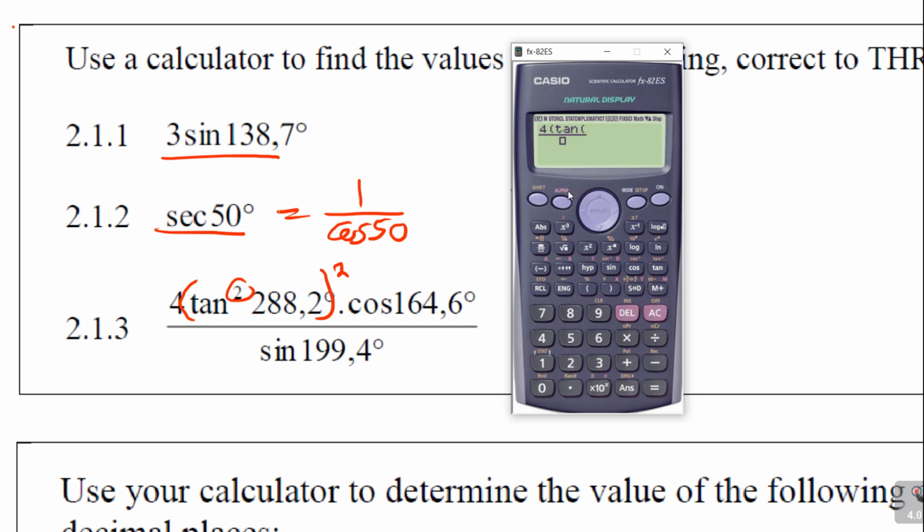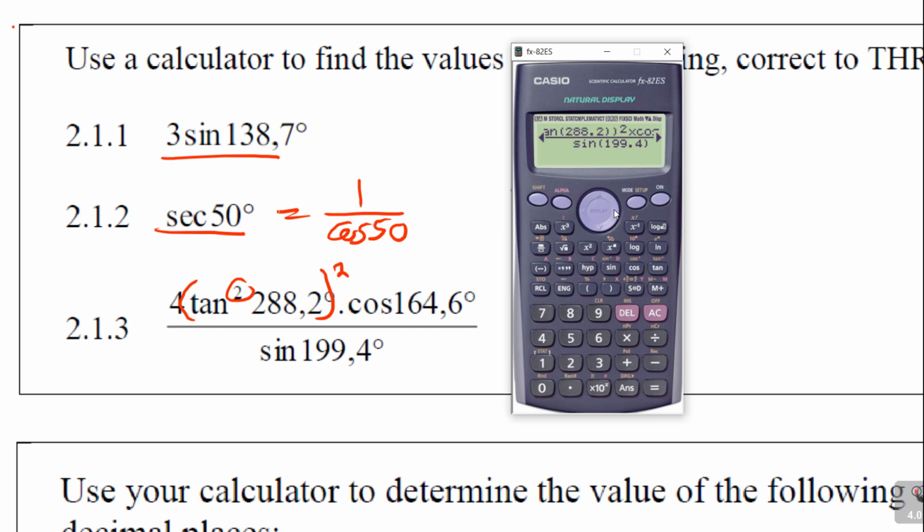See, if you say 4, you open your bracket, but the calculator, when you say 10, it opens its bracket. So you say 288, 2. You close that of the calculator, and you close yours and put a squared. Be careful there. Then dot means times cos 164, 6. Then you divide by sin 199, 4. Then you close the bracket.